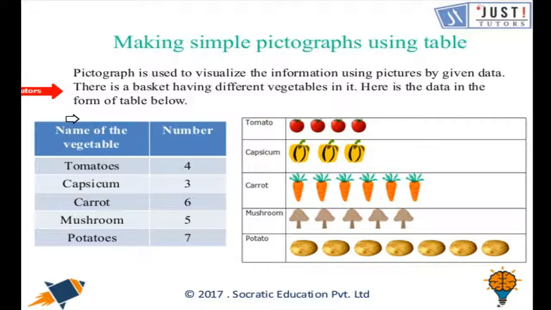There is a basket having different vegetables in it. So here is the data in table form. As you can see, the name of the vegetable and the numbers. Tomatoes, there are 4 tomatoes in the basket, 3 capsicum, 6 carrots, 5 mushroom and 7 potatoes. Here we had to learn from the table. We had to read it from the table.